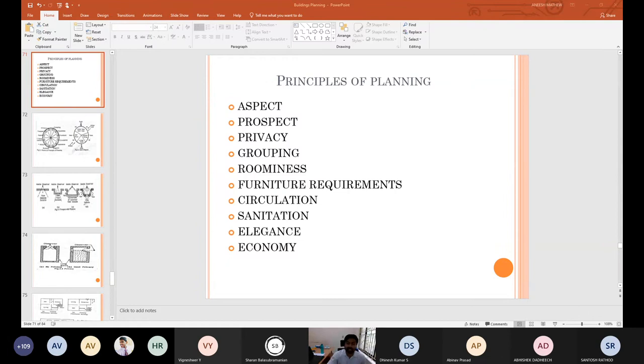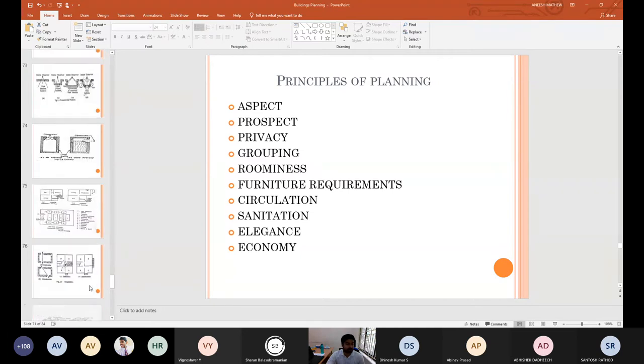Then vertical circulation. Can you tell me an example of vertical circulation? Vertical circulation means movement from one floor to another, ground floor to first floor, first floor to second floor. The stair is one important vertical circulation. Another is the lift, and elevators. These are some of the vertical circulation systems. But in the case of vertical circulation, stairs should be easily accessible from entrances and various rooms without sacrificing privacy. You also have to consider that when you plan the building drawing.